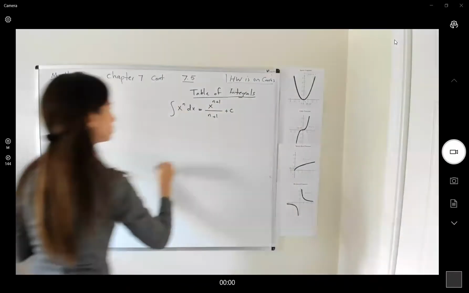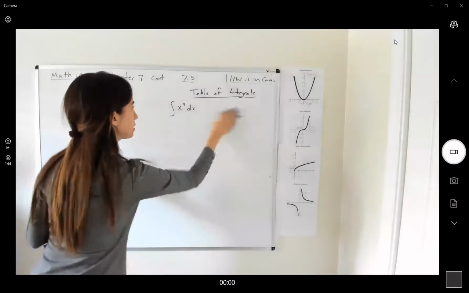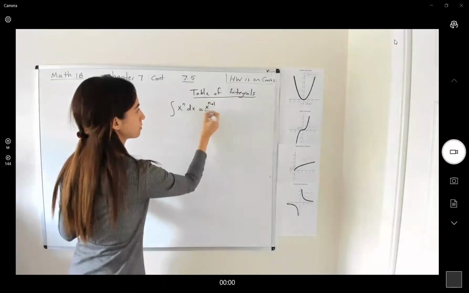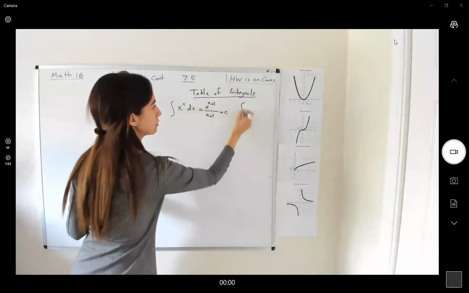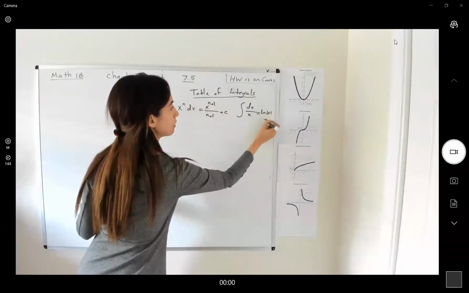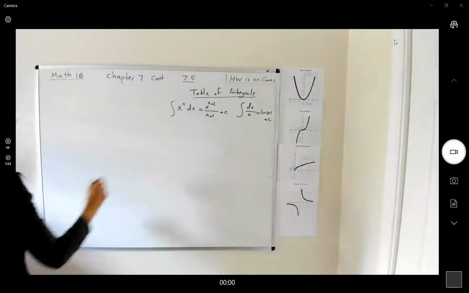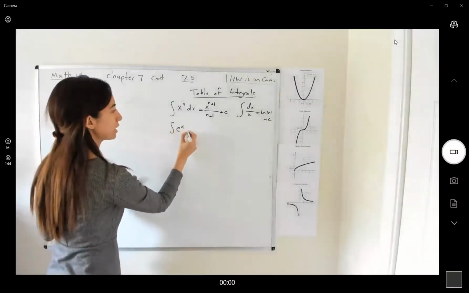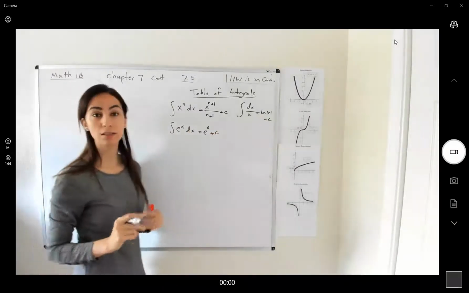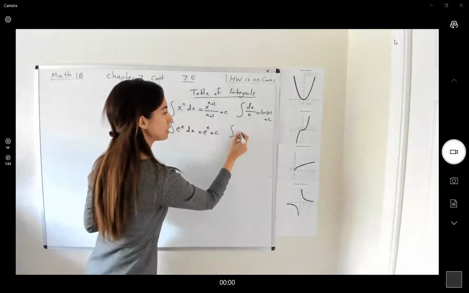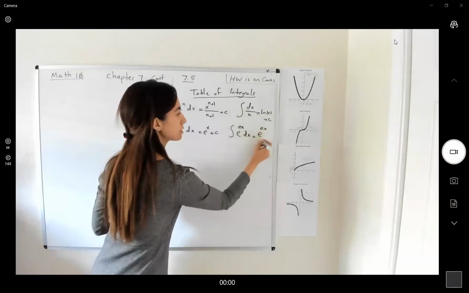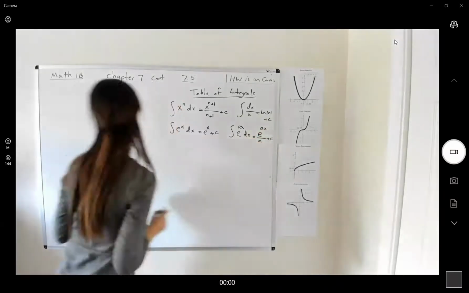If you have the integral of dx over x, it's going to be ln of the absolute value of x plus C. Then you learned that if you have the integral of e to the x dx, it's going to be e to the x plus C. And you can generalize the idea. If you have the integral of e raised to ax dx, it is e to the ax divided by a plus C.